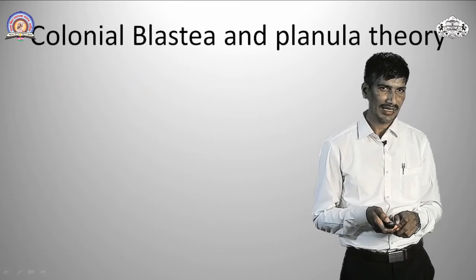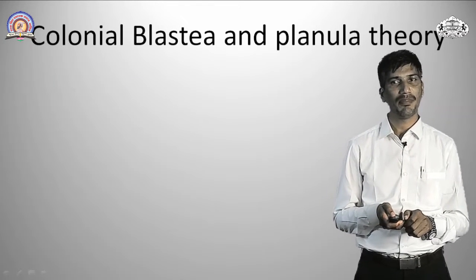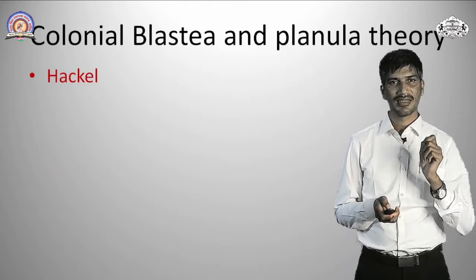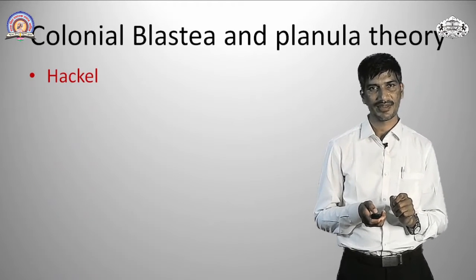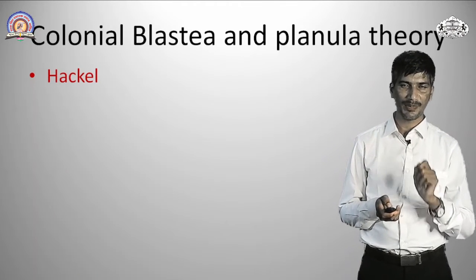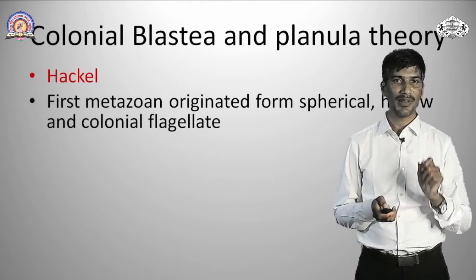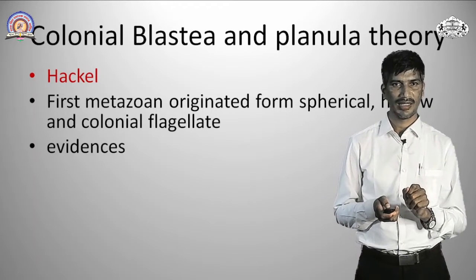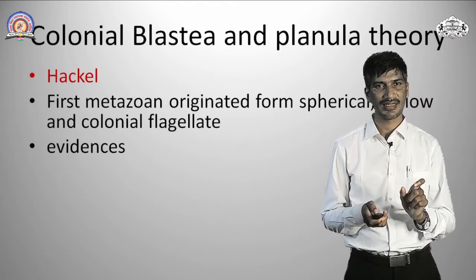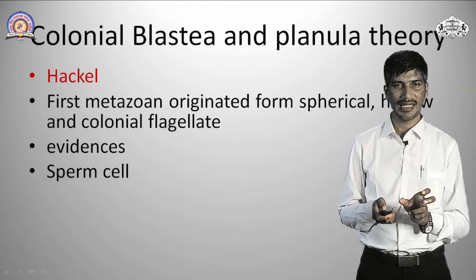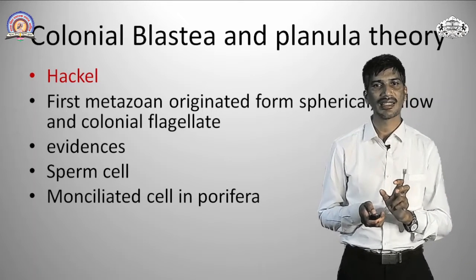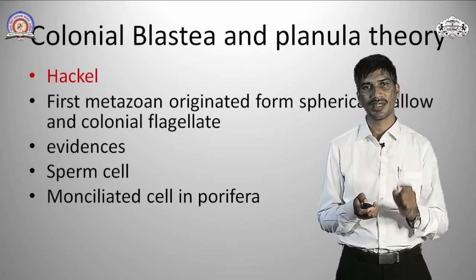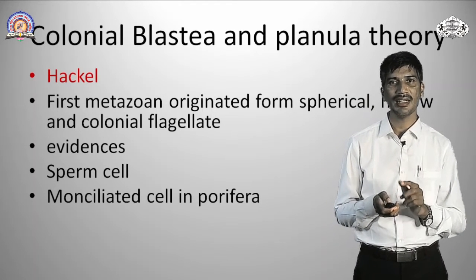Then the fourth theory, the colonial blastea and planula theory. This theory was suggested by Haeckel. What did he propose in that theory? The first metazoan originated from a spherical, hollow colonial flagellate. And these are the evidences: the sperm cell and the monociliated cell in the poriferans. These are the two evidences given by the colonial blastea theory.